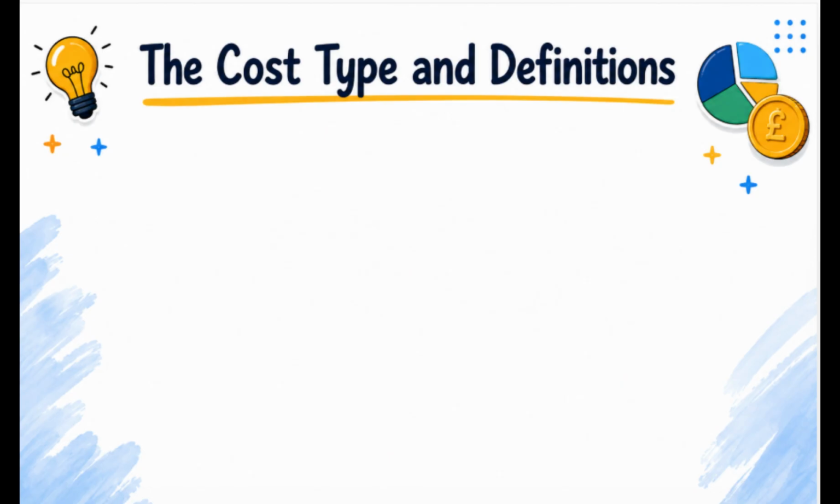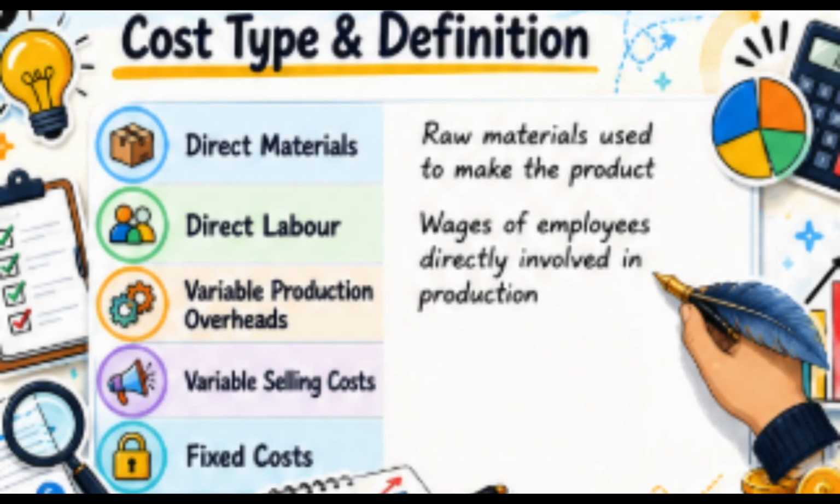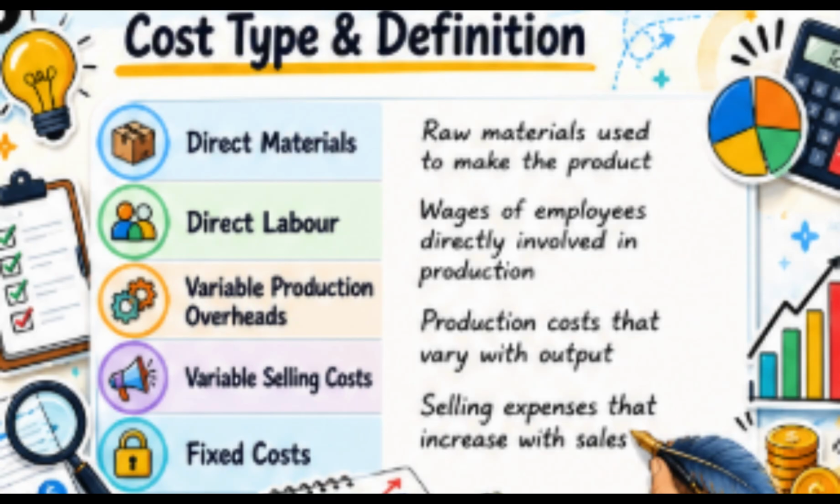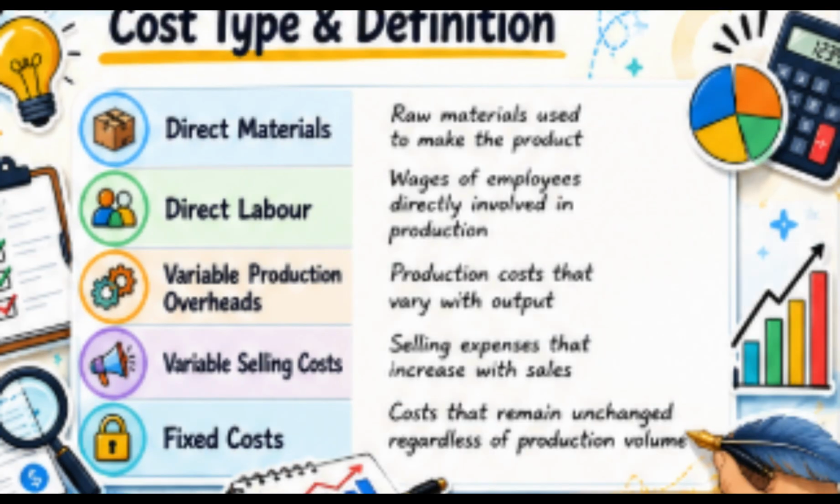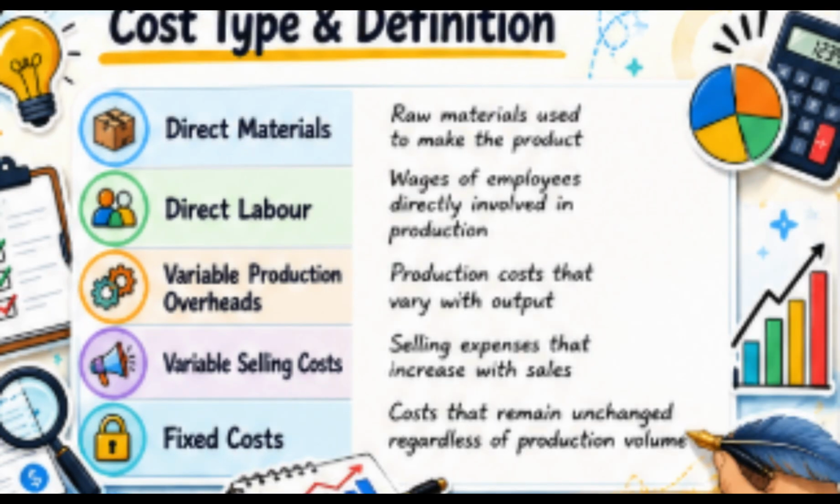Before we begin the calculations, let's briefly understand the different types of costs shown in the case study. Direct materials represent the raw materials used to manufacture the product. Direct labor refers to the wages of employees directly involved in production. Variable overheads change as production or sales increase. Fixed costs remain constant regardless of the number of units produced. Understanding these costs is important because they help us calculate contribution and profit.